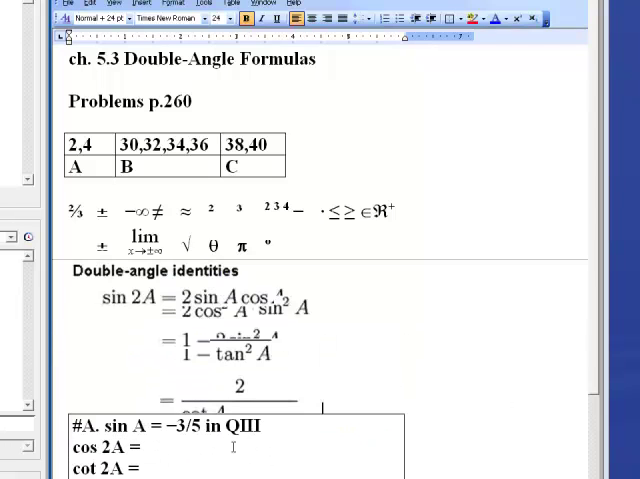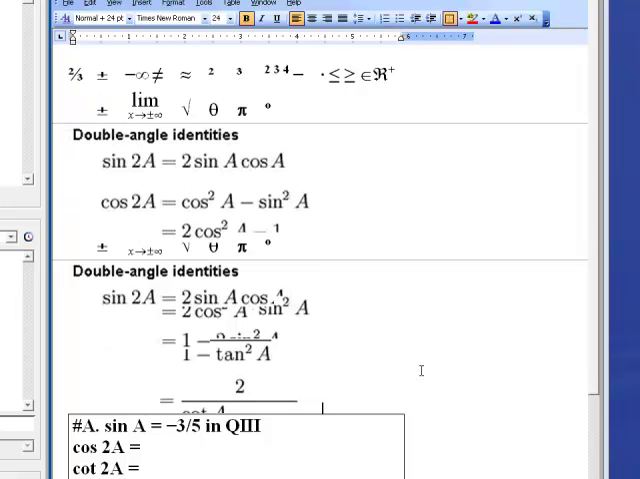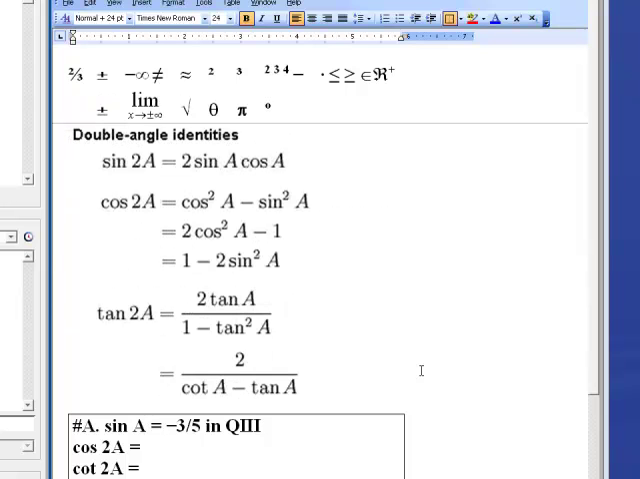All right. It says for the first one, if sine A equals -3/5 with A in quadrant 3, find cosine 2A and then find cotangent of 2A. And I just have to do a little thing on the side. Open my solution manual so I make sure that I'm going to be correct with my answers. Okay.